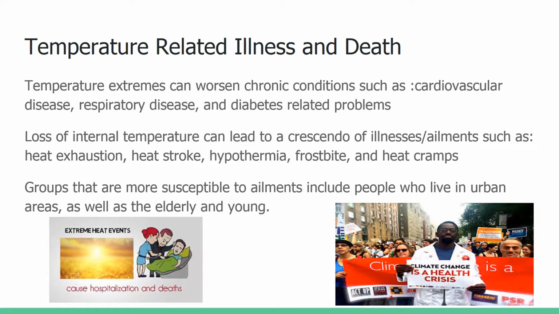This happens because extreme temperatures can cause the body to be unable to regulate its internal temperature, which can induce large amounts of direct or even indirect health effects. So basically, in extreme heat, you can see heat exhaustion, heat cramps, and maybe even heat stroke. And in extreme cold, you'll see frostbite and possibly hypothermia.